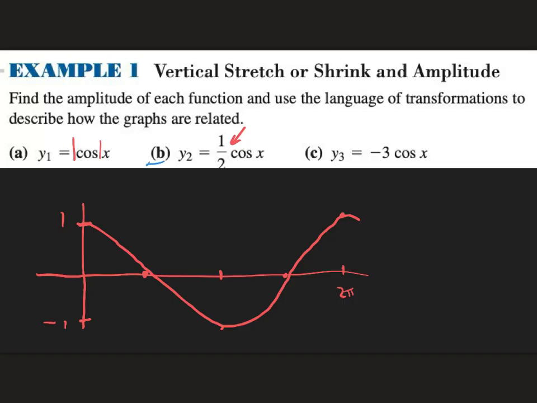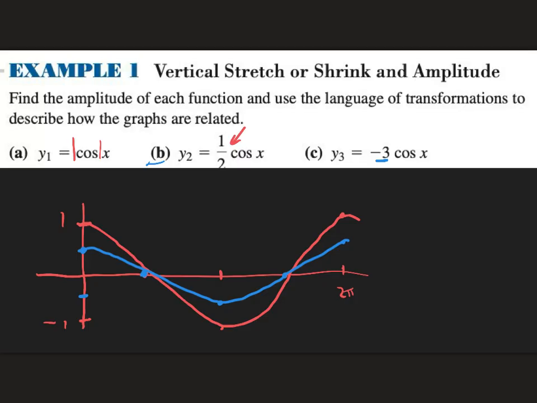What B will do is take every point on a graph and shrink it by 1/2. So instead of starting at 1, we start at 1/2. We still go through 0. We go to -1/2. We still go through 0, and we go up to 1/2. So this is what this curve is going to look like, and you should draw these out on your calculators.